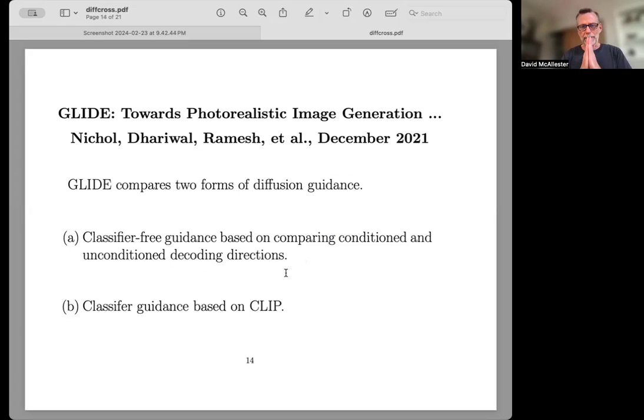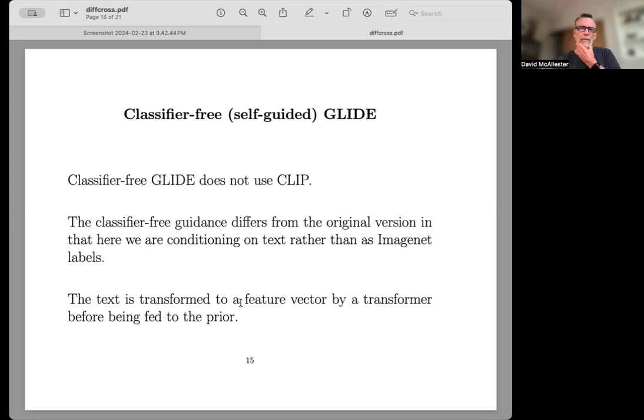in a diffusion model. There was this paper that appeared in December 21, called GLIDE, and there were two versions of GLIDE. One was a classifier-free guidance version of a form we just went over, and the other was a classifier guidance based on CLIP.